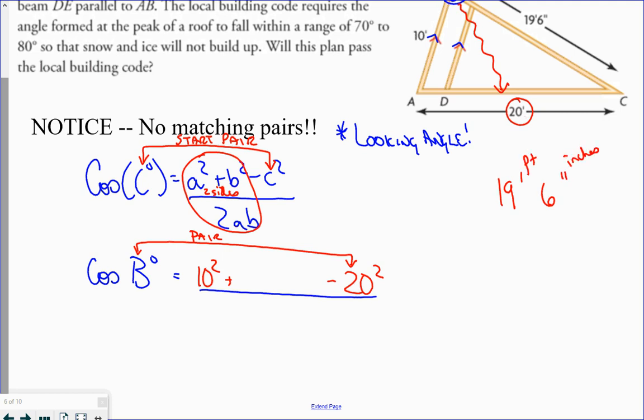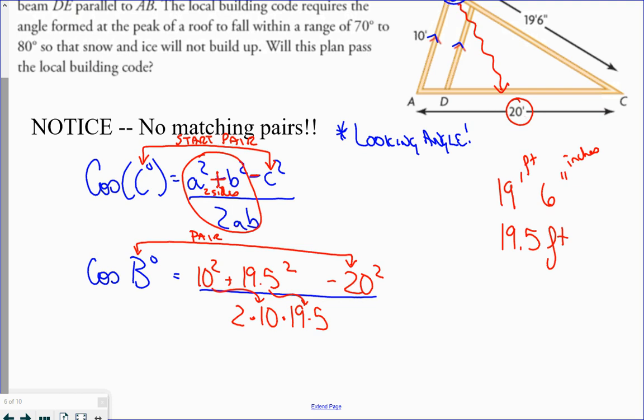You should know that there's 12 inches in a foot. So this means 19.5 feet, because 6 inches is half a foot. So that's how I write this: 19.5 squared, 2 times 10 times 19.5. Remember, the two sides get filled in twice, but the matching pair only gets filled in once. This one is a plus, this one is a subtract.